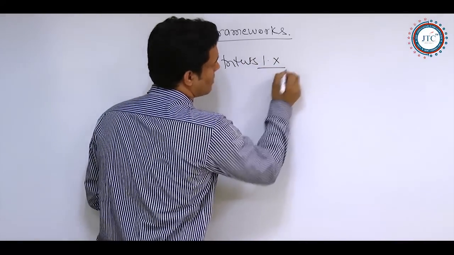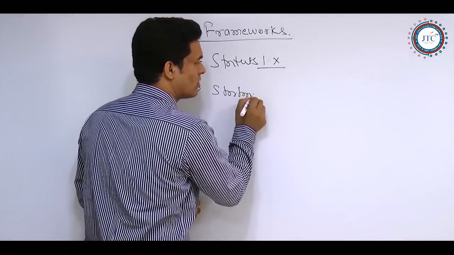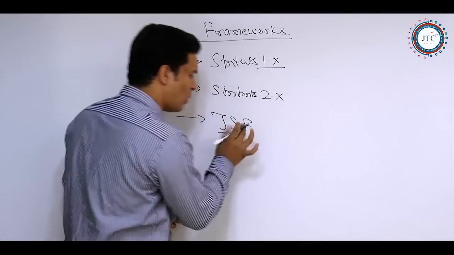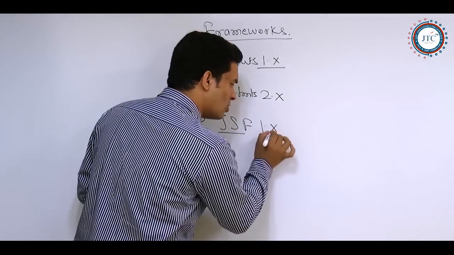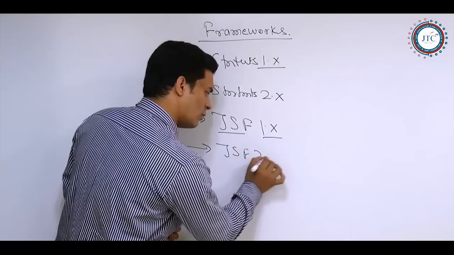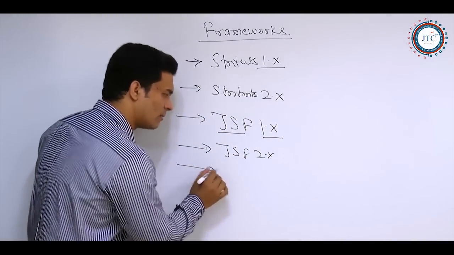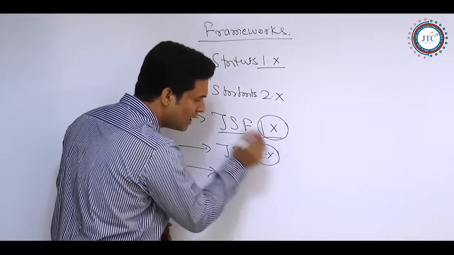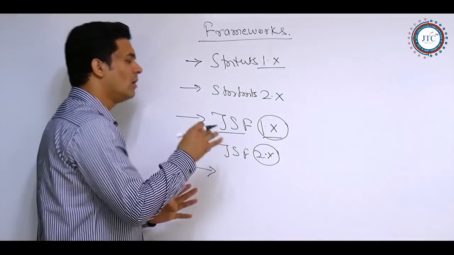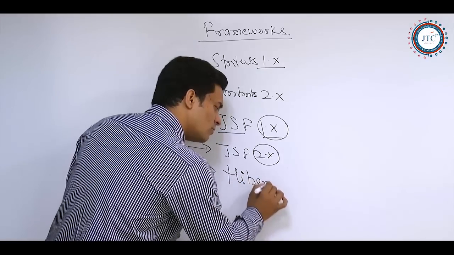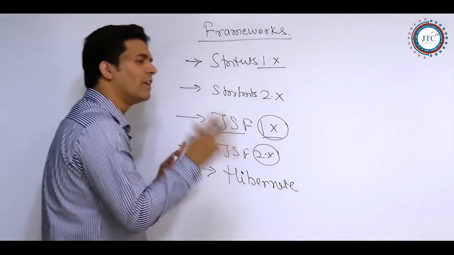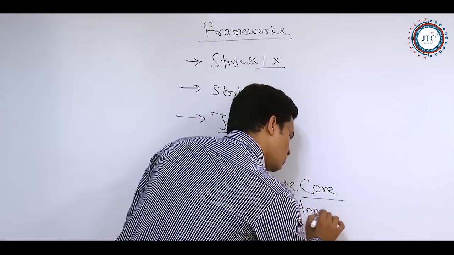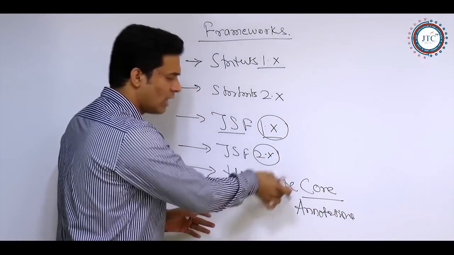The one I am talking about is Struts 1.x. The second one is Struts 2.x. Then again JSF, which is very important: JSF 1.x and JSF 2.x. So Struts 1.x, Struts 2.x, JSF 1.x, JSF 2.x, these are the versions I am mentioning clearly, which we will be discussing. Then I come to Hibernate. In that we are dividing it into two parts: the first is core, and the second is annotations. So Hibernate core and Hibernate annotation.